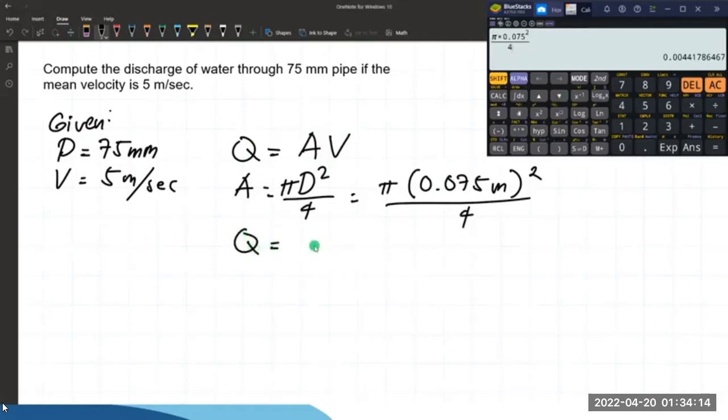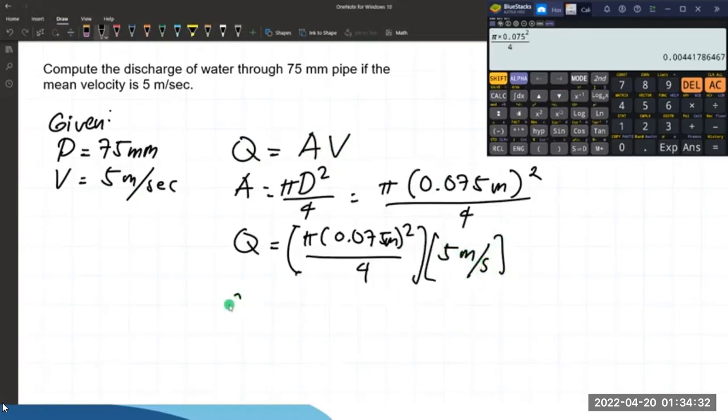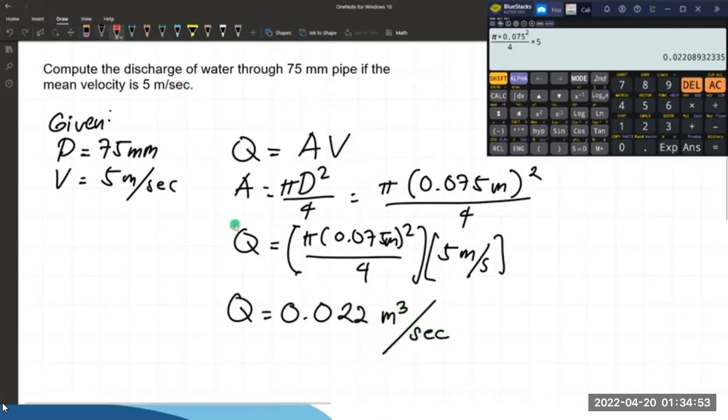Or we can directly substitute that here. Area, which is pi times 0.075 meter square over 4. Then we multiply that by the mean velocity of 5 meter per second. So the answer is equals to 0.022 cubic meters per second. Okay, that's the discharge.